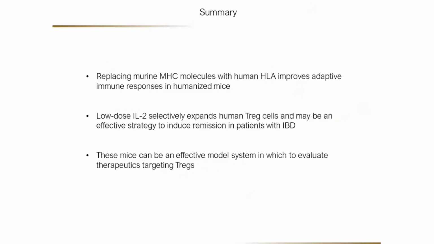So really just to summarize this, replacing the MHC molecules with human HLA certainly improves adaptive immune responses in humanized mice. And I think that's important because depending on what your question is or what your goals are, this is actually a model that you should use over the standard NSGs. However, if you are trying to assess a therapeutic that can expand regulatory T cells, you don't necessarily need to do that. Here we've shown that low-dose IL-2 certainly selectively expands human Tregs, and that could be an effective strategy to induce remission in patients with IBD. And so those studies are ongoing and hopefully going to be published soon.